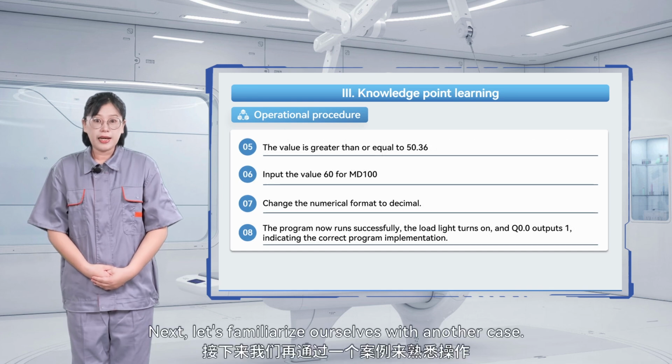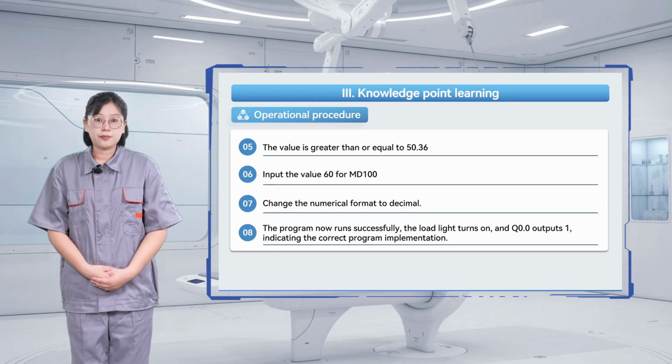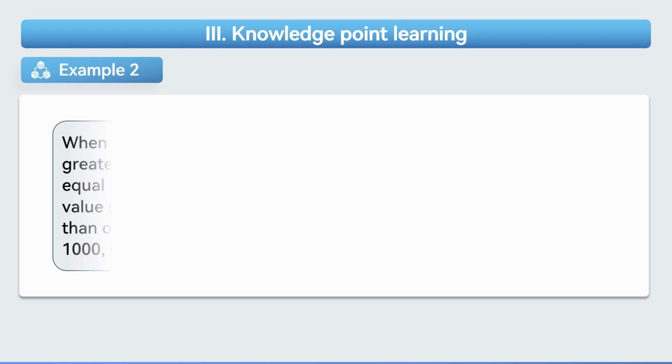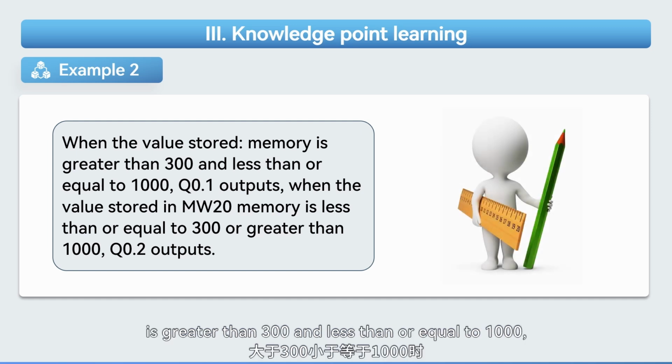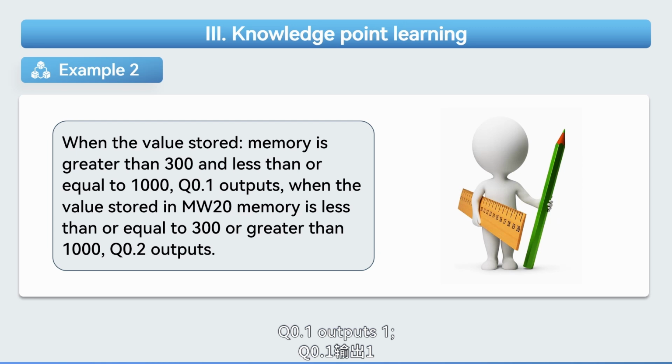Next, let's familiarize ourselves with another case. When the value stored in MW20 memory is greater than 300 and less than or equal to 1000, Q0.1 outputs 1. When the value stored in MW20 memory is less than or equal to 300 or greater than 1000, Q0.2 outputs 1.